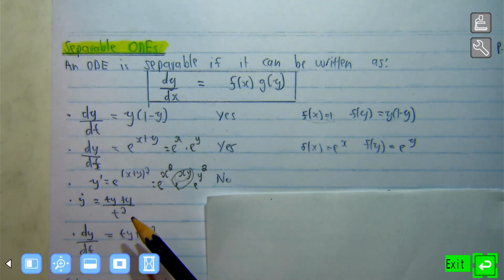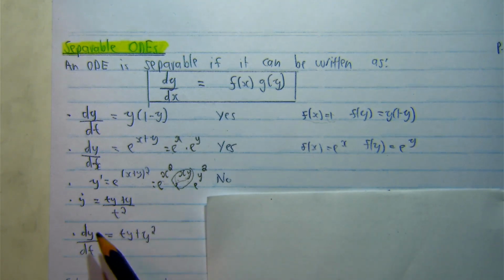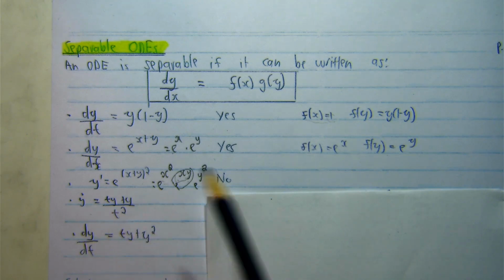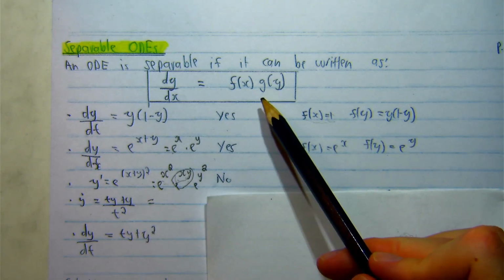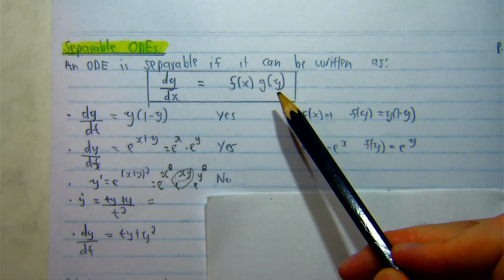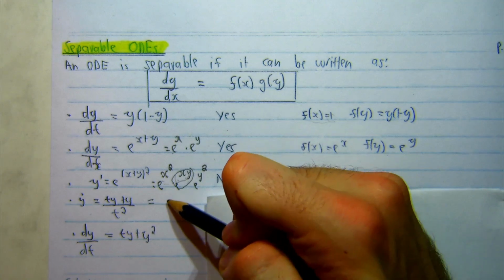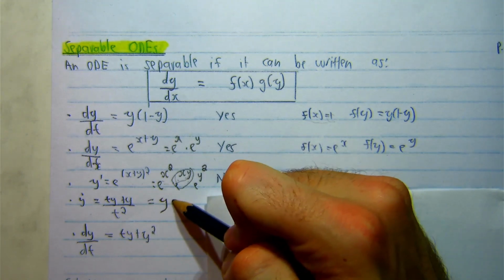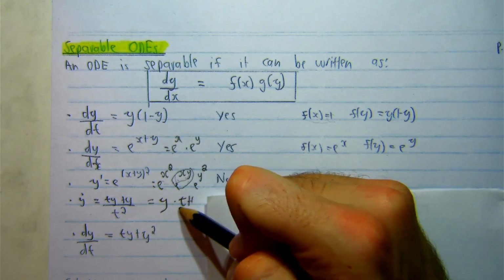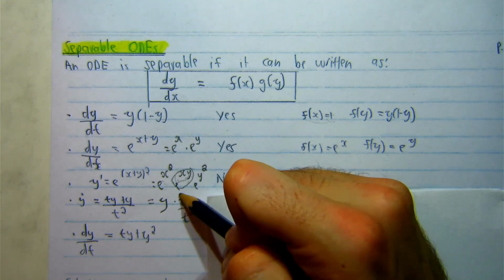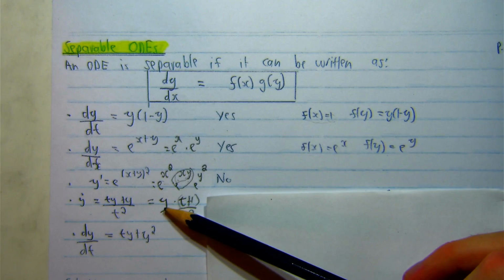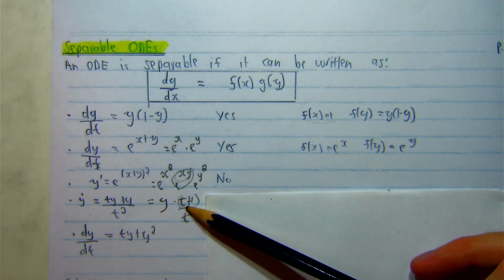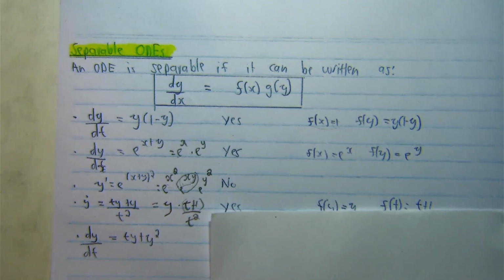Okay, our fourth example, we have y dot, so the derivative of y, is equal to ty plus y on t squared. If we are looking for this form, we'd want to separate things into g of y. So if we factor out y, we have y multiplied by (t plus 1 on t squared). And of course, this is then going to be separable because we have the y function multiplied by the t function. So yes, that is separable.